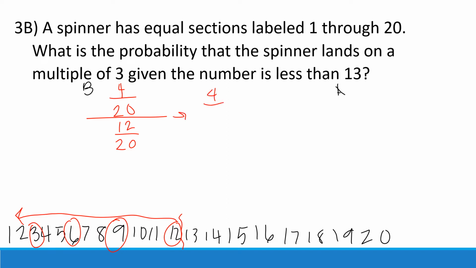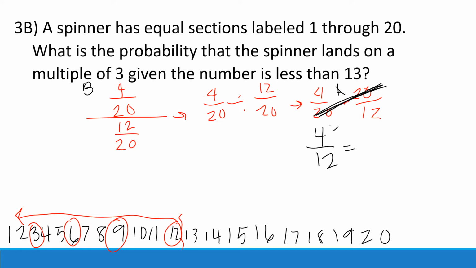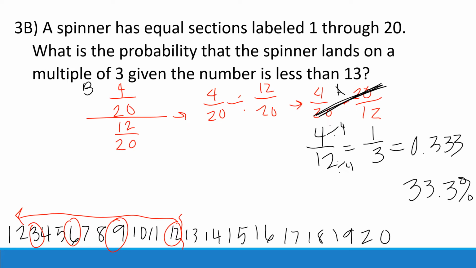So again, you can rewrite it as a division problem and then rewrite it as multiplication. Your 20s cancel because you're just multiplying across, it's cross canceling. And then you have 4 over 12, which if I divide both the top and the bottom by 4, I reduce that to 1 over 3, which is 0.333, which is 33.3%, same as 3A. Now, that's not always going to be the same, but sometimes it works out like that.